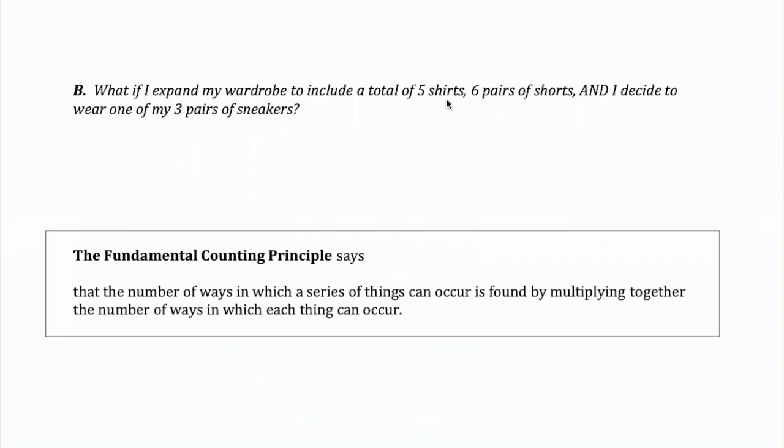But using the observation we just made, if I have 5 choices for shirts, 6 choices for shorts, and 3 choices for sneakers, I can just multiply those together, and I know that there's going to be 90 possible outfits. This is why it can take so long to get dressed in the morning because there's a lot of choices.